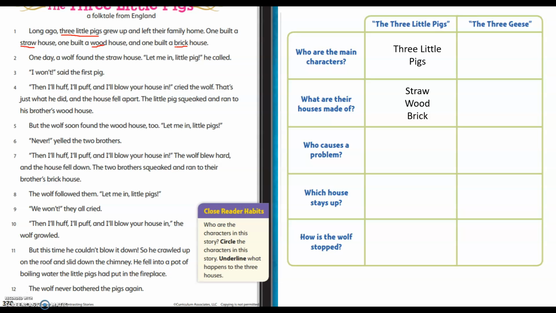I want to stop there for a second. Who is causing the problems in this story? You're right, the wolf is causing the problems. What is the problem that he's causing? So the wolf is causing a problem because he's going and huffing and puffing and blowing these pigs' houses down. Let's see what happens when he goes to the last house.